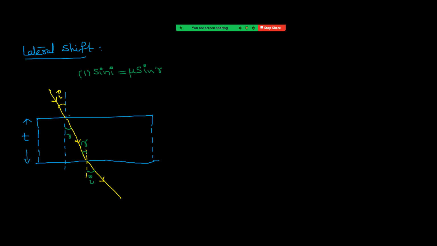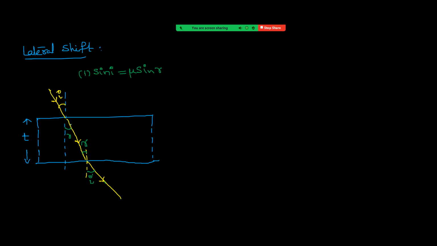Since these two boundaries are parallel, this angle is equal to the angle of incidence. That means the incident light ray and the emergent light ray are both parallel. I hope you are getting this point. Its meaning is there is no deviation. It is just shifted.